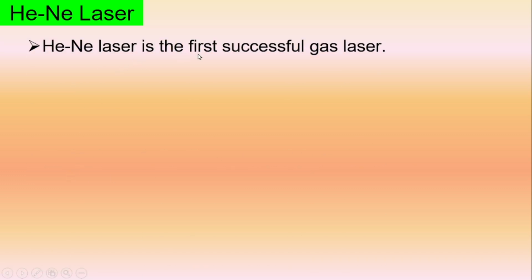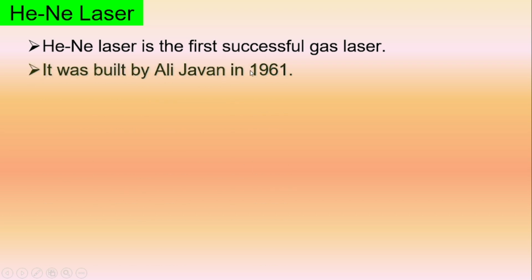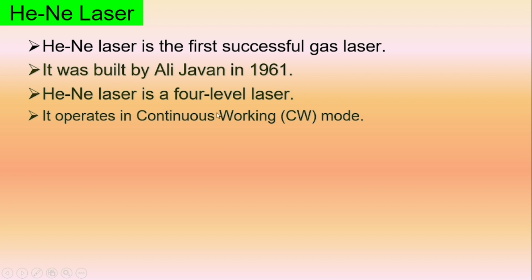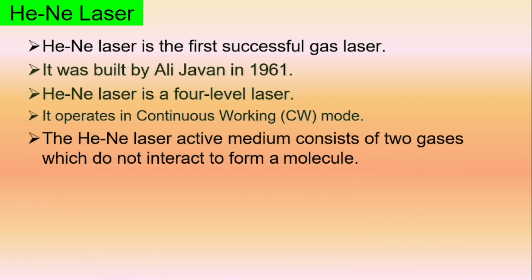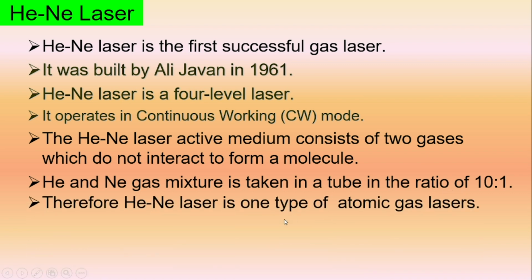Helium neon laser is the first successful gas laser, which was built by Ali Javan in 1961. Helium neon laser is a four-level laser and it operates in continuous mode. The helium neon laser active medium consists of two gases which do not interact to form a molecule. Helium and neon gas mixture is taken in a tube in the ratio of 10 to 1. Therefore, helium neon laser is one type of atomic gas laser.